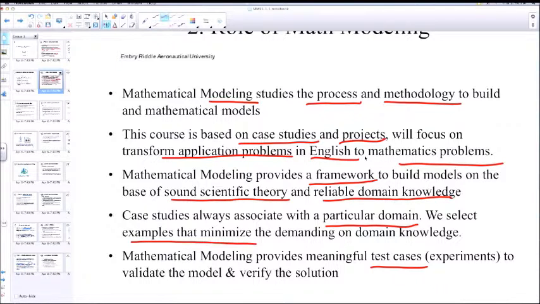The difference in my mathematics modeling process is that it emphasizes validation and verification. You need to justify to your customer or supervisor why you think your model makes sense, why you think your answer is right. That's a difficult part.